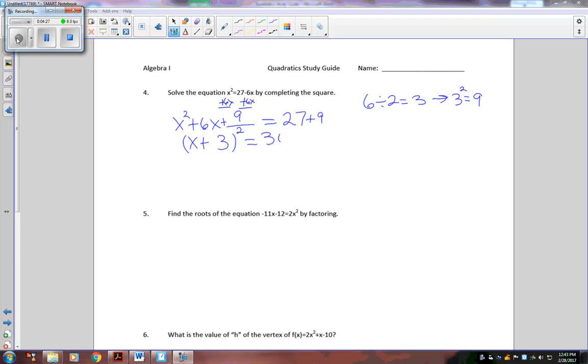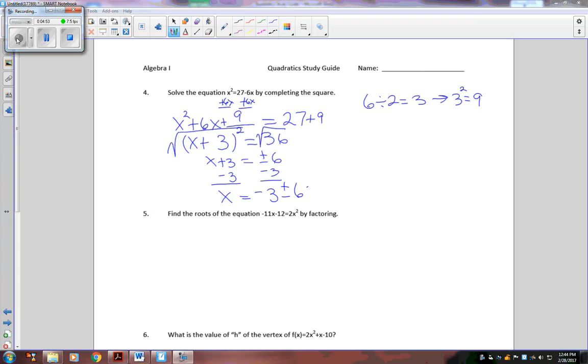And then on the right-hand side, you add those together. So I have x plus 3 squared equals 36. Now take the square root of each side, and I have x plus 3 equals plus or minus 6. Now we still have to solve this for x, so I'm going to subtract 3 from each side, and I have x equals negative 3 plus or minus 6.